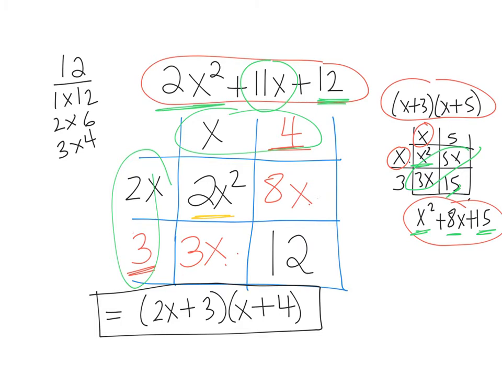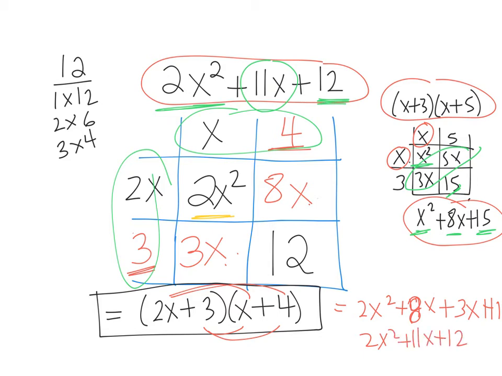So if I multiply this out, the way we've been practicing, I get 2x squared plus 4x plus 8x plus 3x plus 12, and that makes 2x squared plus 11x plus 12, which is what I started with. Okay, check that it's what you started with. So there we go, it's right. I checked it, and it's perfect.